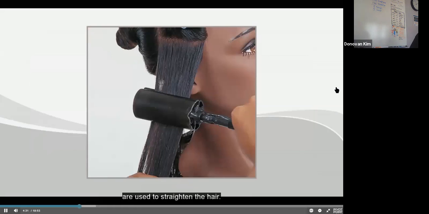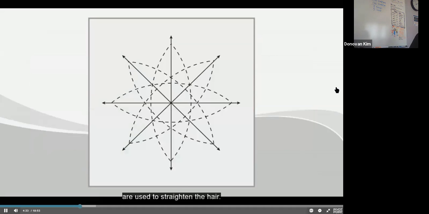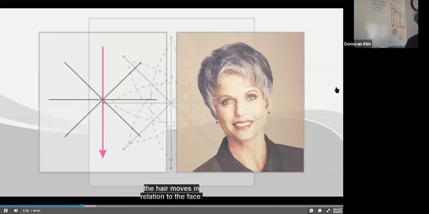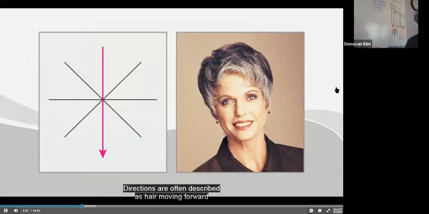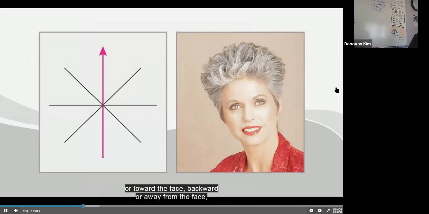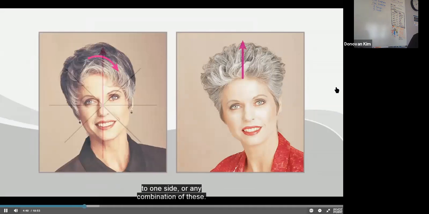The overall direction of a design can be analyzed according to where the hair moves in relation to the face. Directions are often described as hair moving forward or toward the face, backward or away from the face, to one side, or any combination of these. The direction in which the hair is worn can make a major change in a client's appearance.